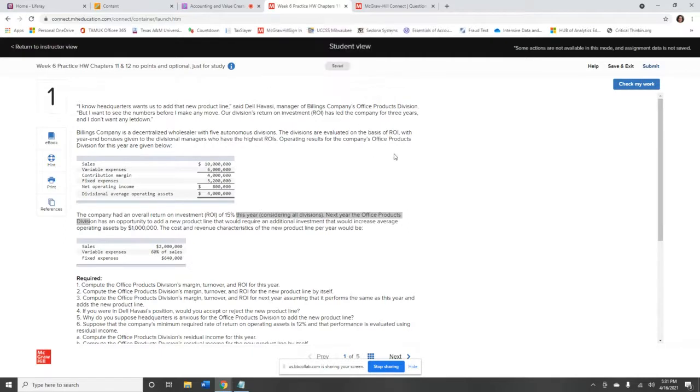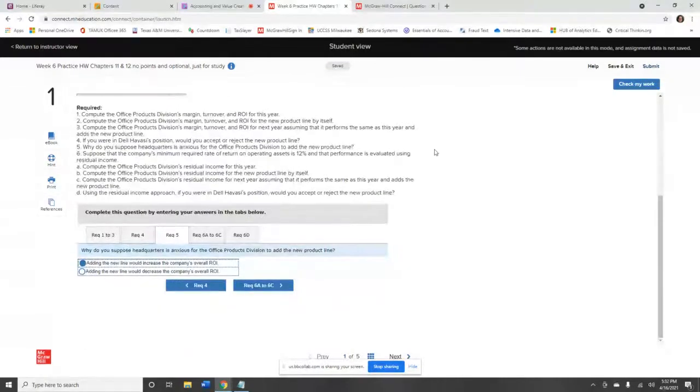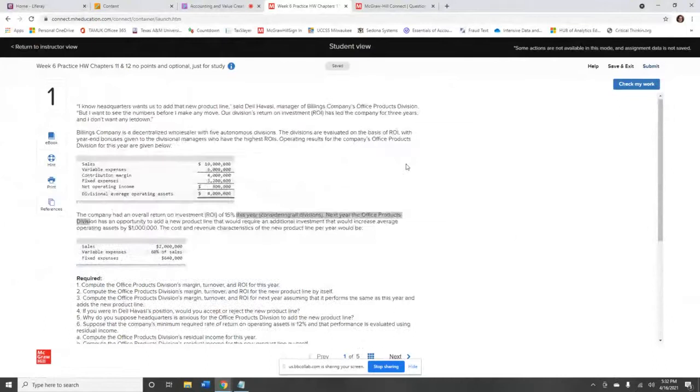So they need to work out something so either it doesn't affect his bonus or people start getting paid on increasing the overall ROI or something like that, or just not use ROI.